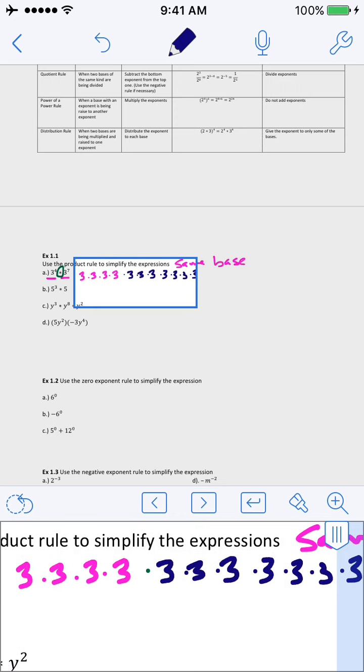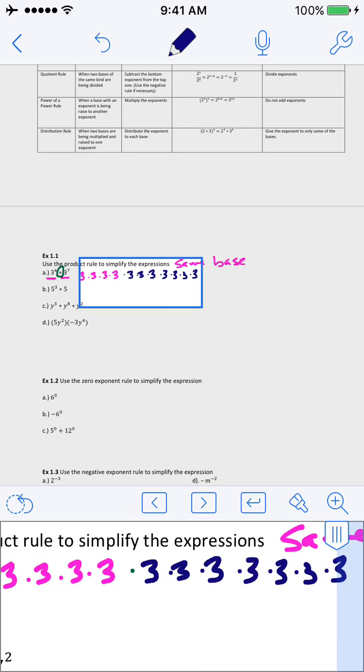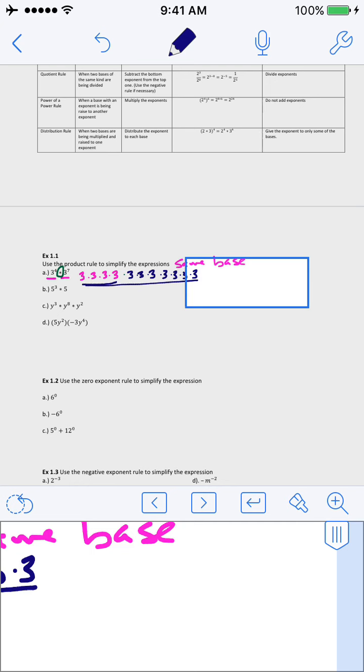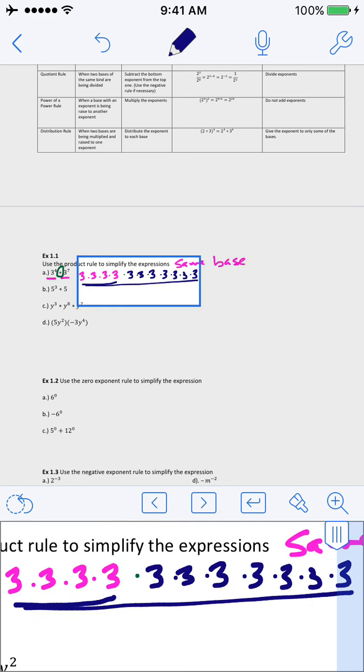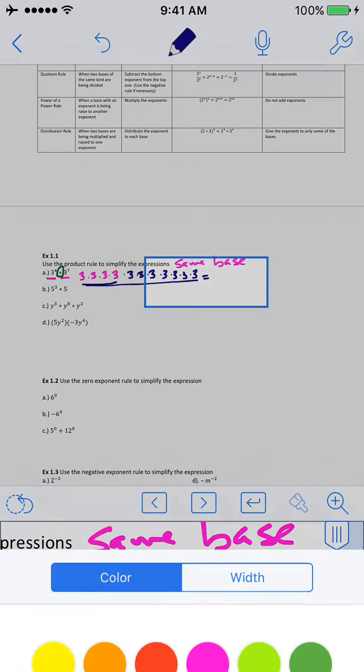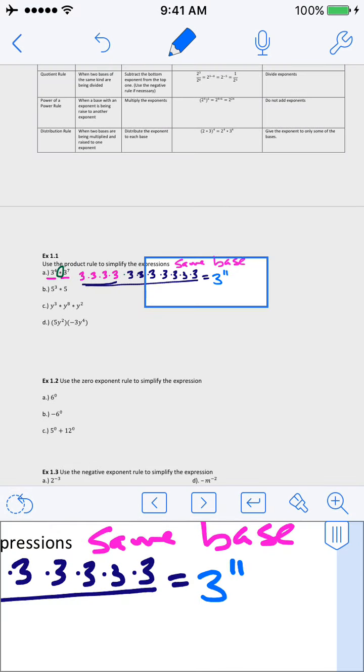So we've got this sort of situation going on here. We have 4 pink 3's and 7 blue 3's. Now, just because I've written them in 2 different colors doesn't mean they're different types of 3's, right? It's all a whole bunch of 3's being multiplied together. So the product rule says if you have the same base and two different exponents, then you can essentially combine them into one big exponent. And let's see how many 3's we actually have now. We have 4 plus 7 is 11. So this would be a new 3 to the 11th.